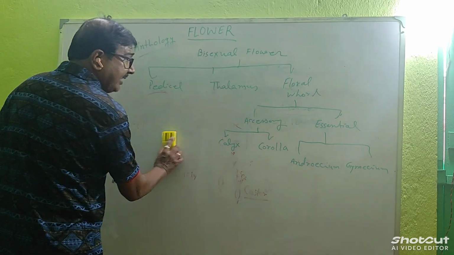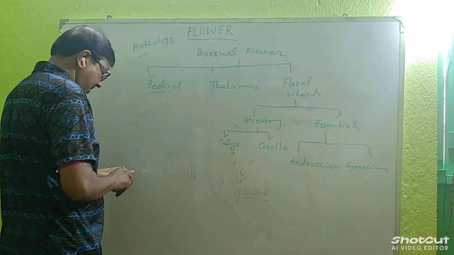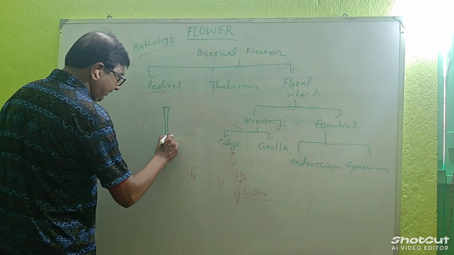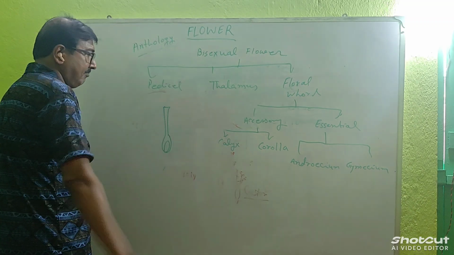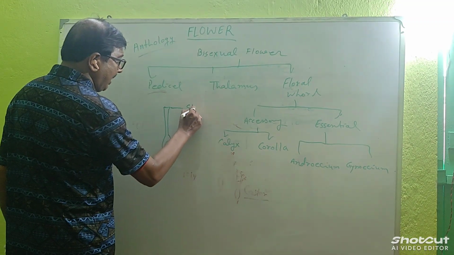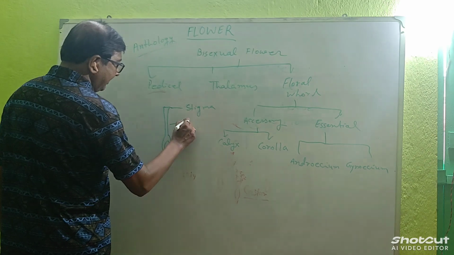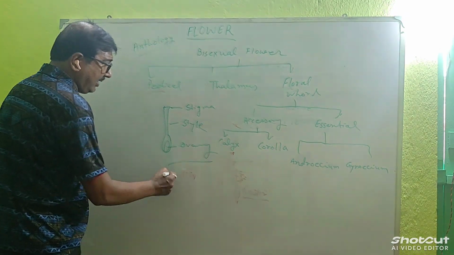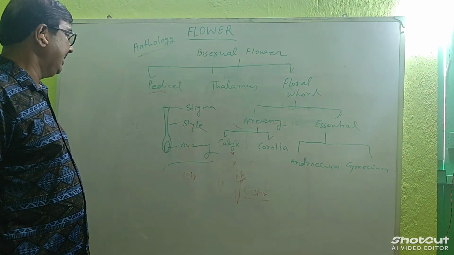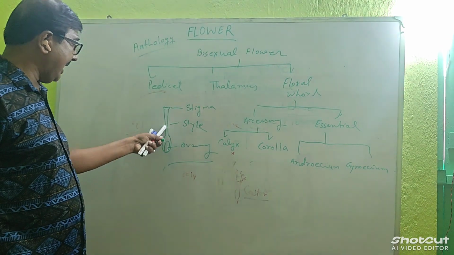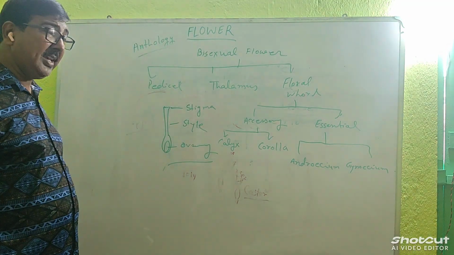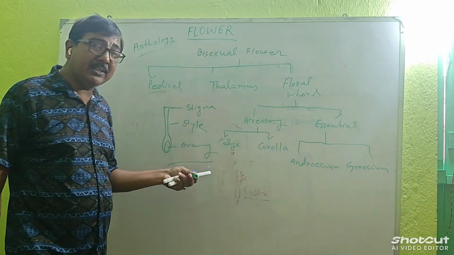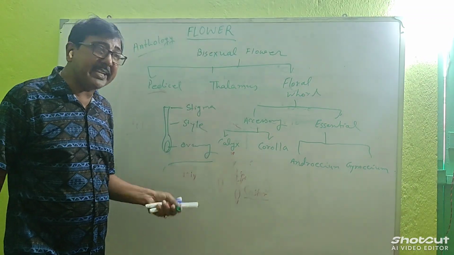Next, the last part is gynoecium. It looks like this. This is the structure of gynoecium. Three parts are there: stigma, style and ovary. The upper part is the stigma, and the style is attached with the ovary. After fertilization, the ovary converts into fruit and the ovule converts into seed.